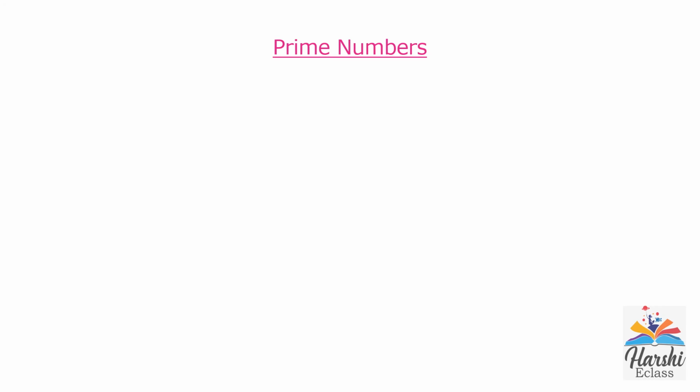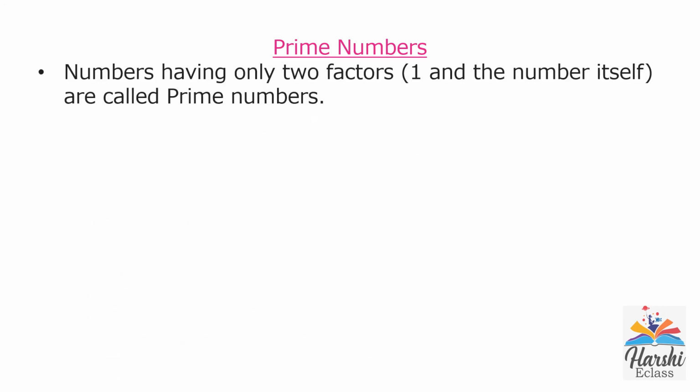Prime numbers. Numbers having only two factors, that is 1 and the number itself, are called prime numbers. For example, 2, 3, 5, 7, 11, 13, etc. Those are the prime numbers.